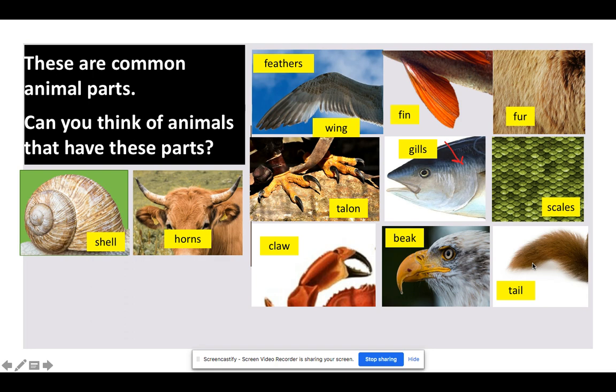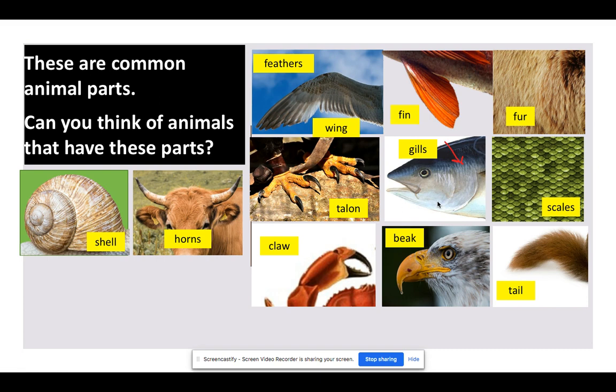So I want you to pause the video in a second, and I want you to try and think of some examples of animals that you already know in your brain that have some of these body parts. So for example, if I pause the video, then I could say a fin. I know that fish have fins. I know that dolphins have fins. And then I could look at shells. I know that snails have shells. And I could then name some other examples. So please pause this video and name some examples that you can think of that have some of these body parts.